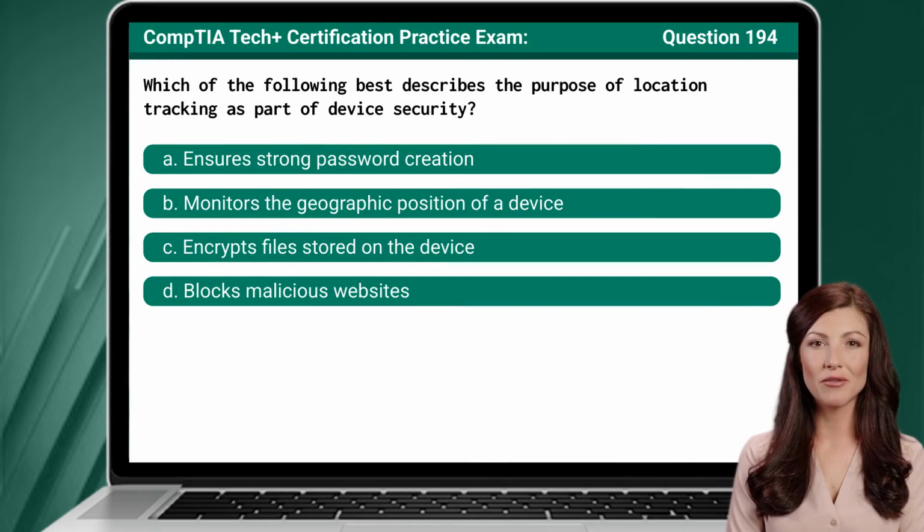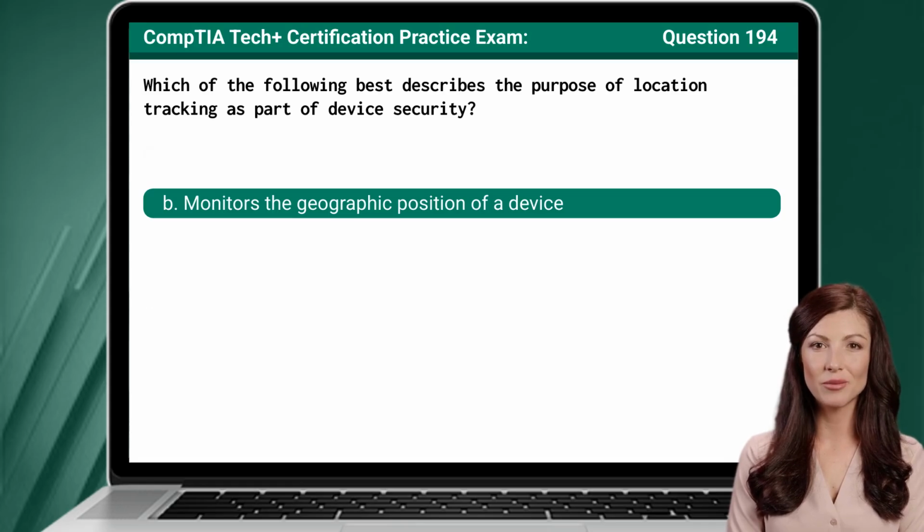Question 194. Which of the following best describes the purpose of location tracking as part of device security? The answer is B. Monitors the geographic position of a device.